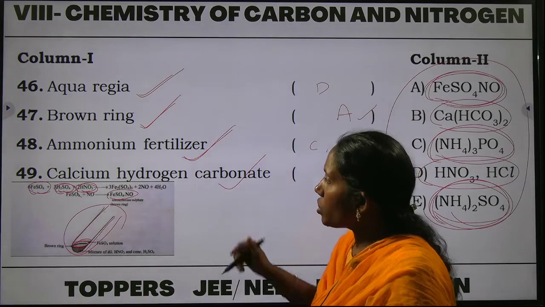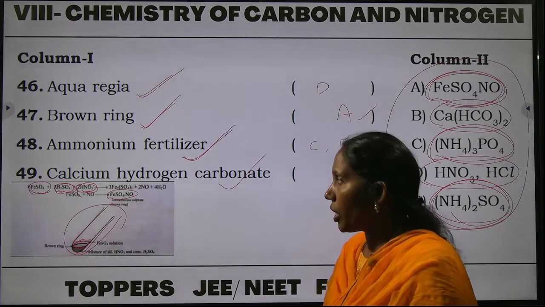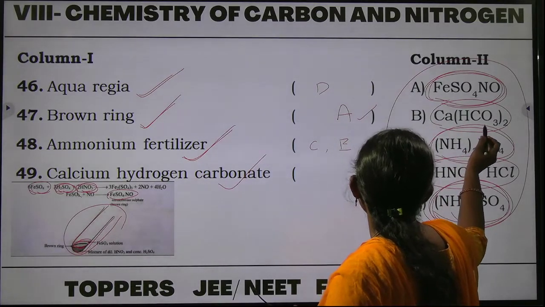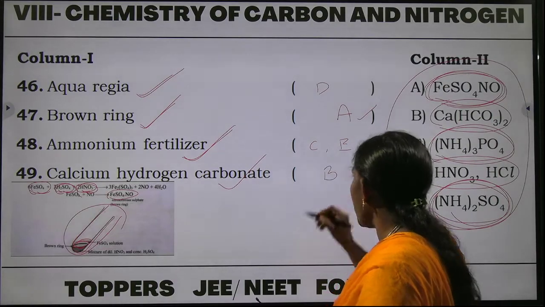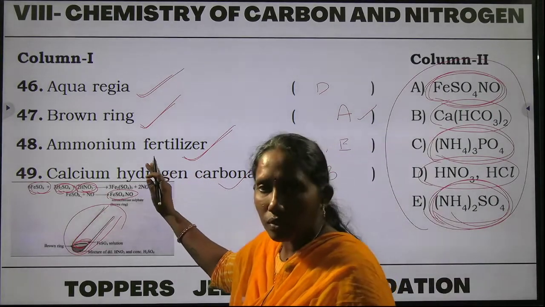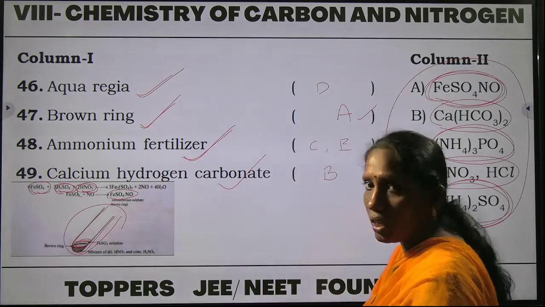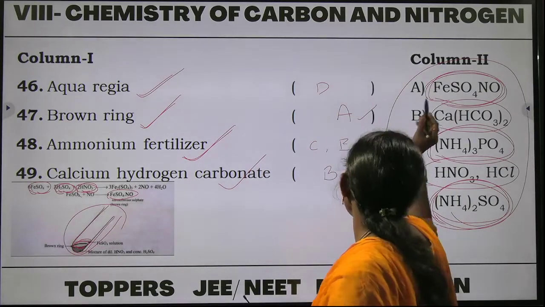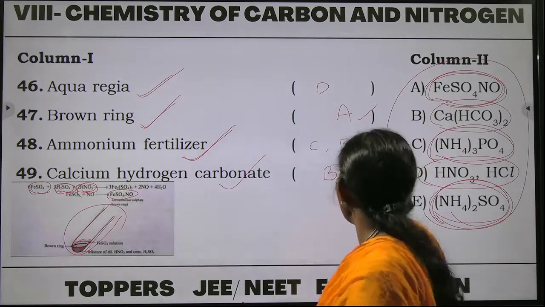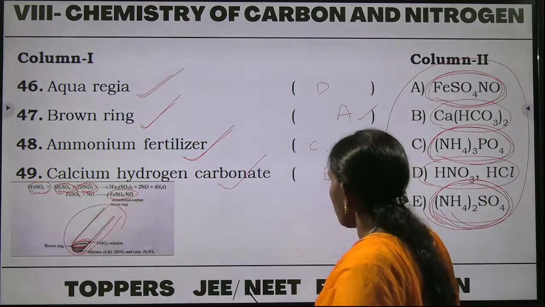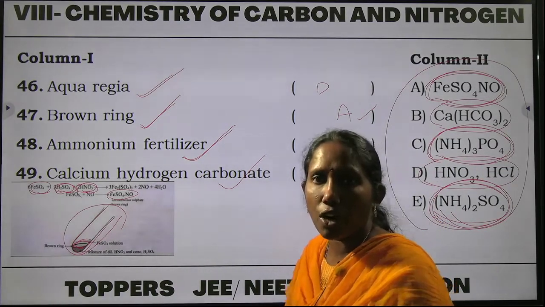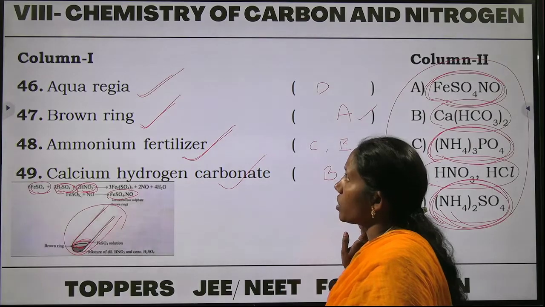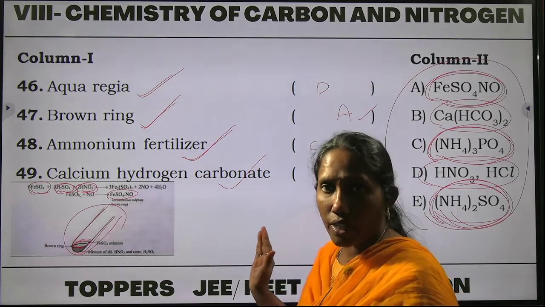Okay. Comes to the next one, calcium hydrogen carbonate. This is the bicarbonate of calcium. Ca(HCO3)2 will go with the B option. So on this side they gave the molecules and asked us to match them with their molecular formula. So this is the matching: aqua regia, HNO3 and HCl; brown ring, nitrosoferrous sulfate; ammonium fertilizer, ammonium phosphate and ammonium sulfate will come. Calcium hydrogen carbonate formula is Ca(HCO3)2. Okay, it is clear, right? Already we completed two matrix matching type questions, right?